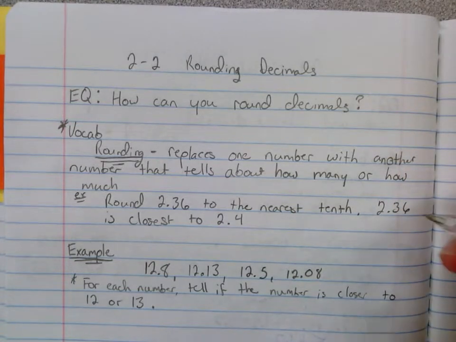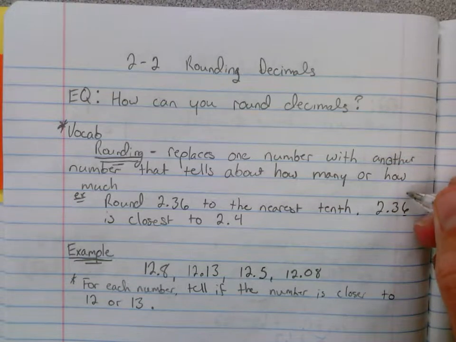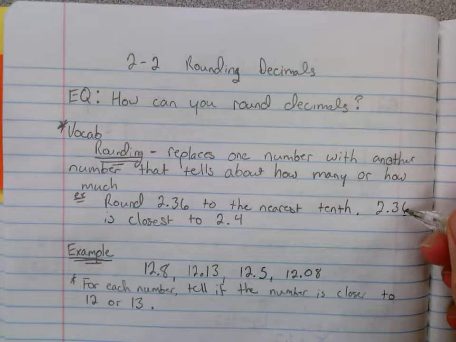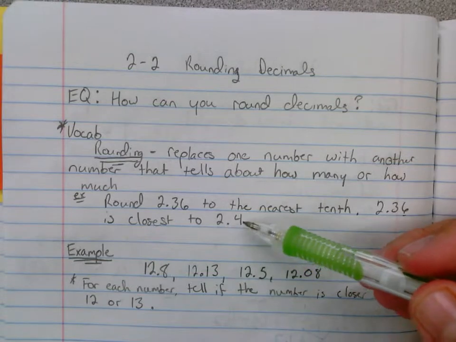And the way I know that is I look at the value in the hundredths place and I either round up or down. So this value right here is 6. 6 is closer to rounding up, so we're going to turn that into a 4. If that was below 5, we would leave that at 3 and we would just round down. So it's closest to 2 and 4 tenths.